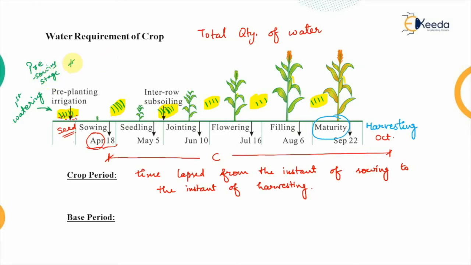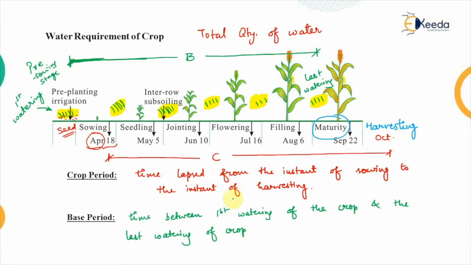So the time interval from the pre-sowing stage to the last watering. The last watering will be done before maturity or before the harvesting of the crop. This will be the instant of the last watering. So this time interval is known as the base period of the crop. So the base period is the time between the first watering of the crop and the last watering of the crop.